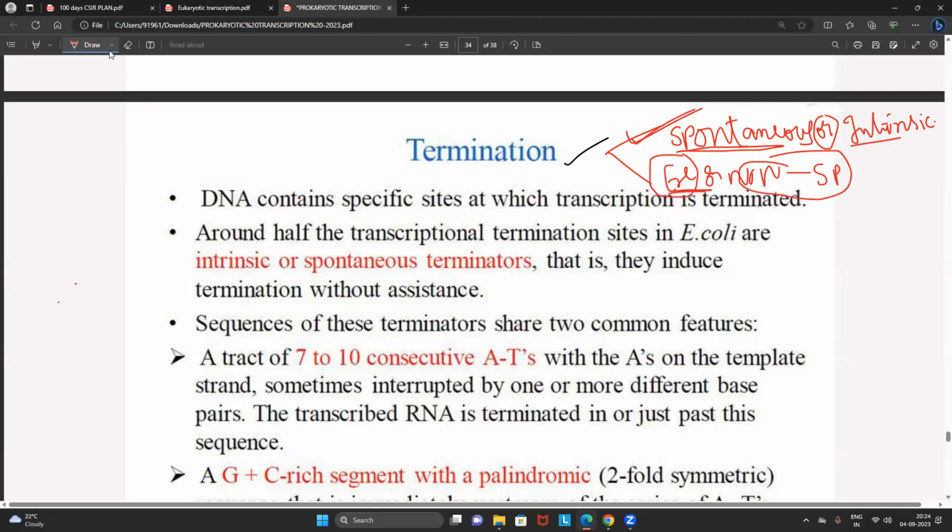They can ask the question in the exam: what kind of termination is most commonly used by the mRNA? Undoubtedly extrinsic, because every single time the mRNA never comes out on its own. That is not possible, so it requires the help of many proteins. That's why extrinsic or non-spontaneous termination is the most common type of termination. Never ever get confused with that particular point.